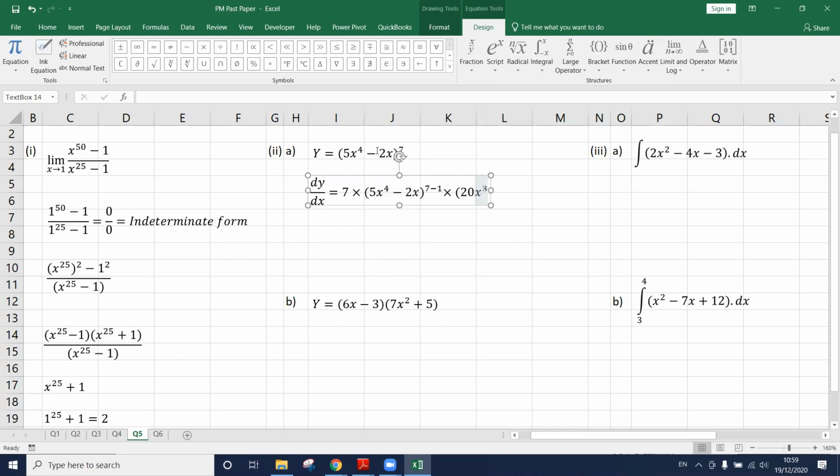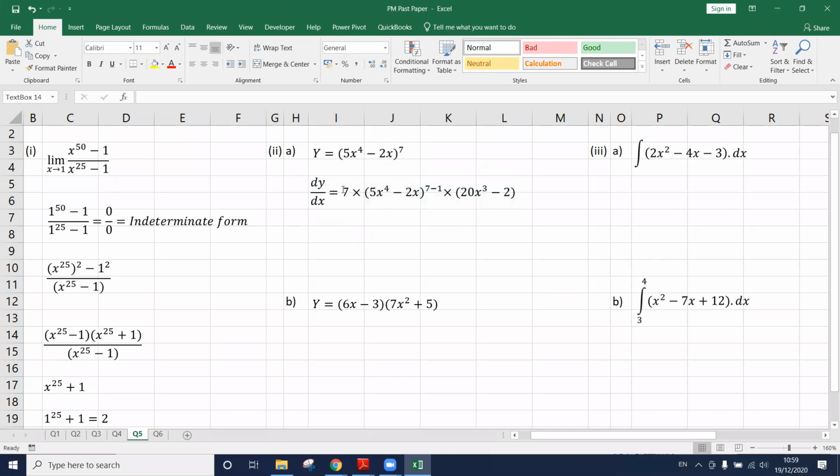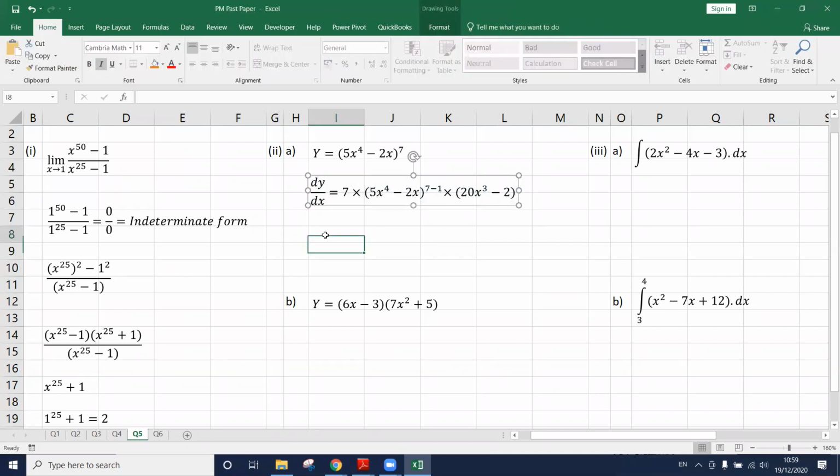Multiply by the power and deduct one from the power: 4 times 5 is 20, 4 minus 1 is 3, so 20 x to the power 3. Minus, after differentiating 2x, the answer should be 2. Yes, right, here it should be minus 2. So this should be the answer for part A. Now write the power. Here 7 minus 1 means 6. That's all.